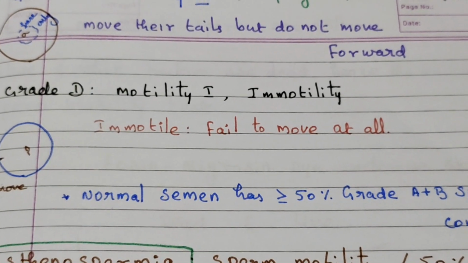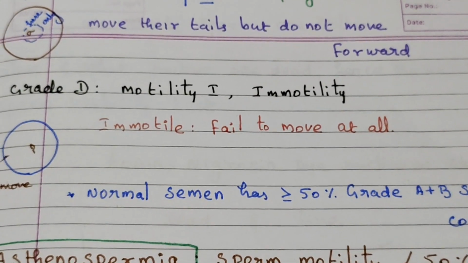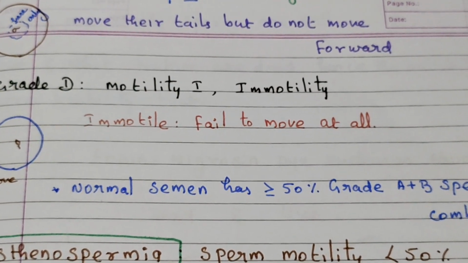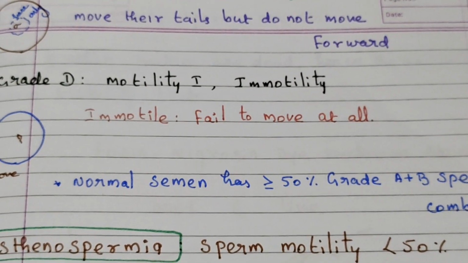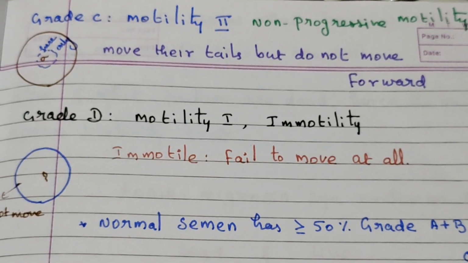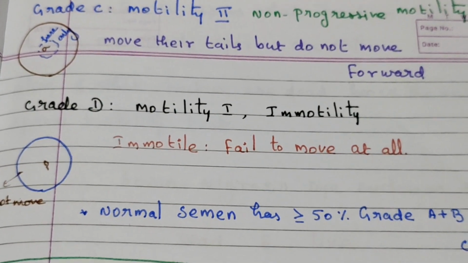The immotile sperm may either be dead or alive, which will be assessed in the next test, which is known as the sperm viability test. By using the sperm viability test, we will confirm whether it is live or alive.